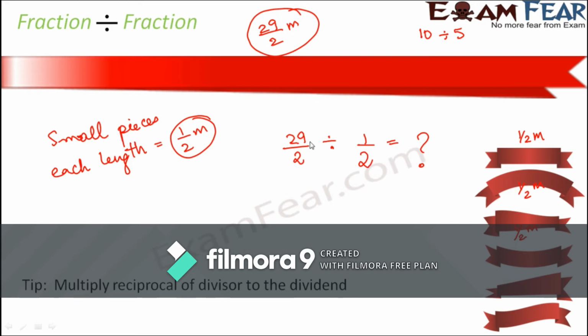Right? Now the question is again, how do we divide? In order to divide, you remember the simple rule that we need to follow. The divisor, which is the divisor here? This is the divisor and this is the dividend.